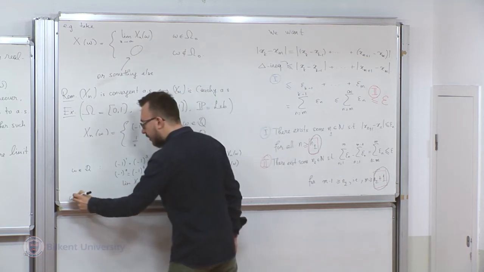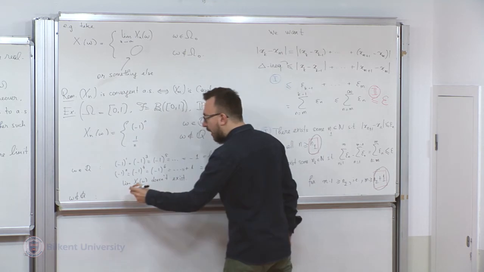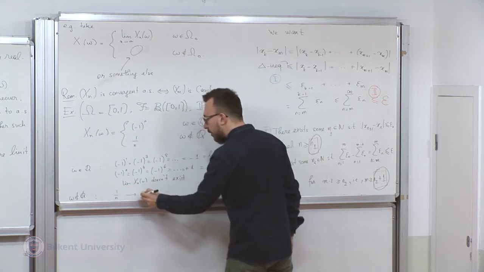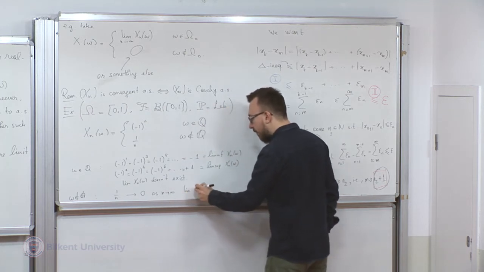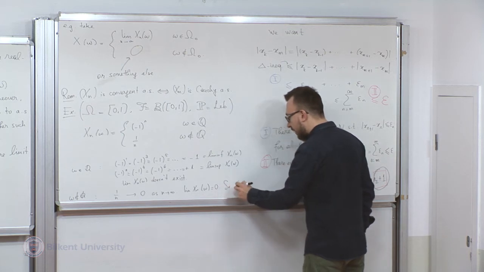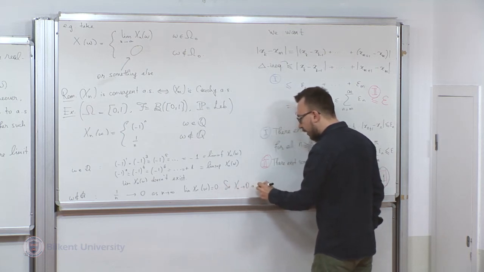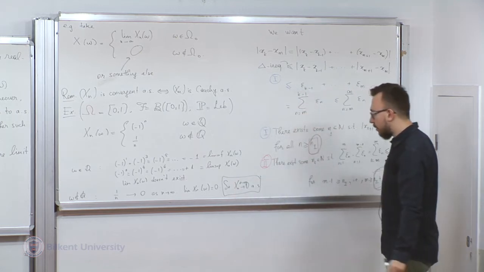But for irrational omega, we have just 1 over n converging to 0 as n goes to infinity. So the limit of X_n(omega) is just 0. So we have X_n goes to 0 almost surely as n goes to infinity.